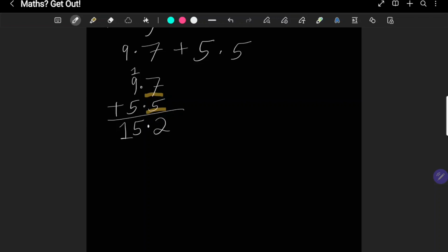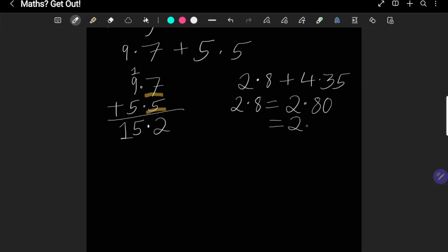What if you have two numbers with different amounts of decimal places? Let's say 2.8 and 4.35. A rule in decimals is that you can put zeros at the end as many times as you like. So 2.8 is also equal to 2.80, which is also equal to 2.800. You can put as many zeros as your heart desires.